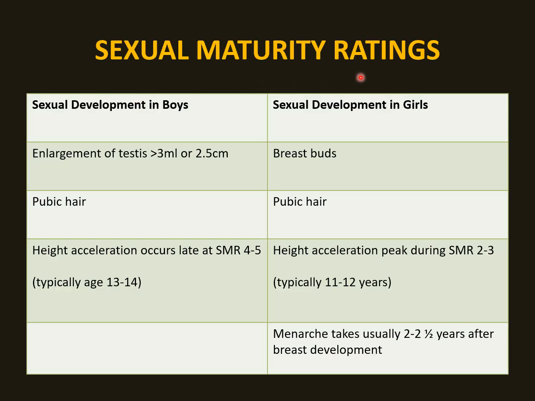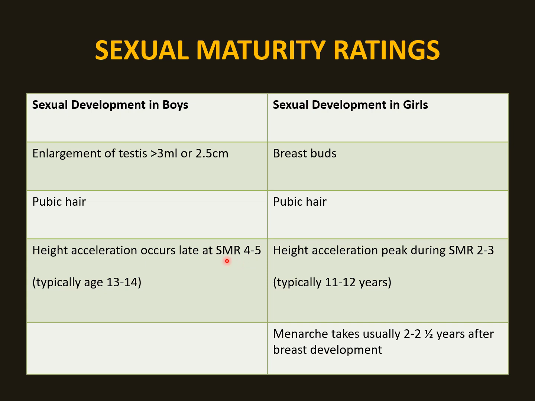We will move to a new subject: sexual development in children. Sexual maturity rating, or SMR. The sexual maturity or development in boys starts with enlargement of testes, more than 3 ml or more than 2.5 centimeter. In the girls it will be the breast buds. This is followed by pubic hair in both, and then the height acceleration occurs later in boys.